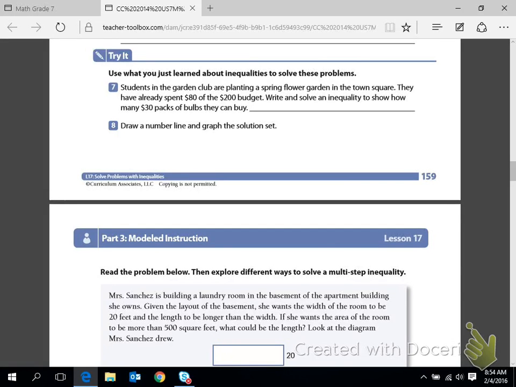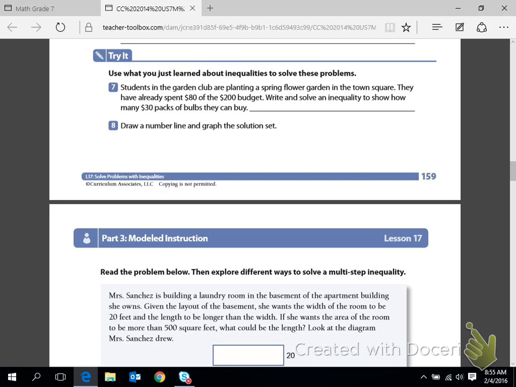So we're continuing with Lesson 17, starting at our Try It section. We want to use what you just learned about inequalities to solve these problems. In number 7 it says, students in the garden club are planting a spring flower garden in the town square. They have already spent $80 of the $200 budget. Write and solve an inequality to show how many $30 packs of bulbs they can buy.